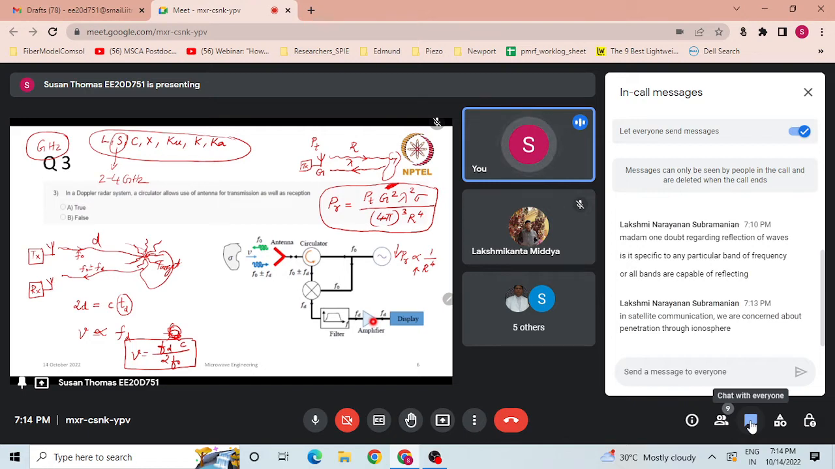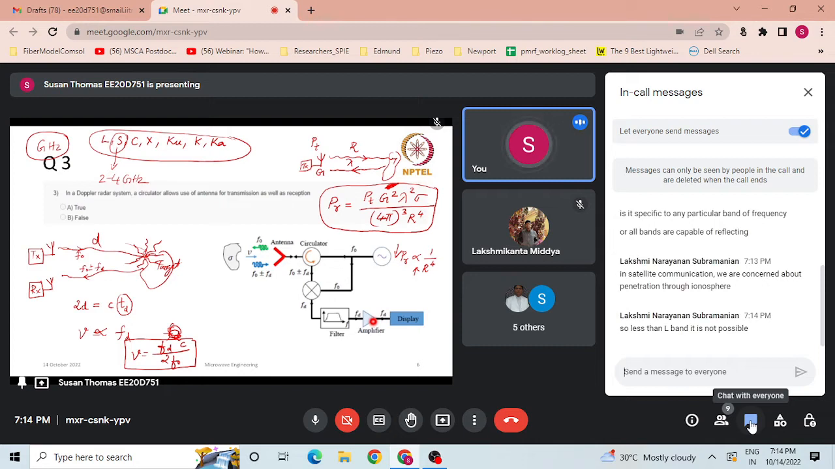So the system has to be designed based on the band at which we are operating, and generally it should be a high frequency band. It could be S band, or C band, or X band, or anything. Based on which band you choose, we need to have some differences in the system which we are designing. Another question: so less than L band, is it not possible? I can't say it is not possible. This works perfectly in these kind of frequency bands.